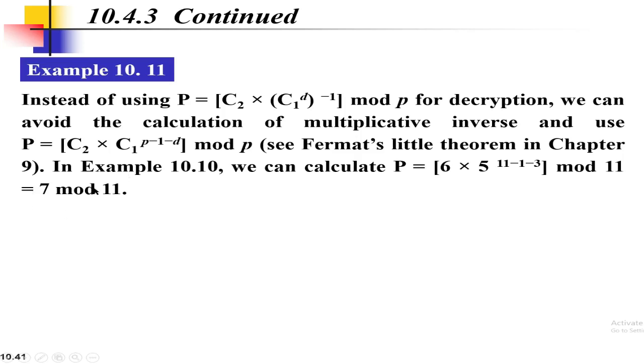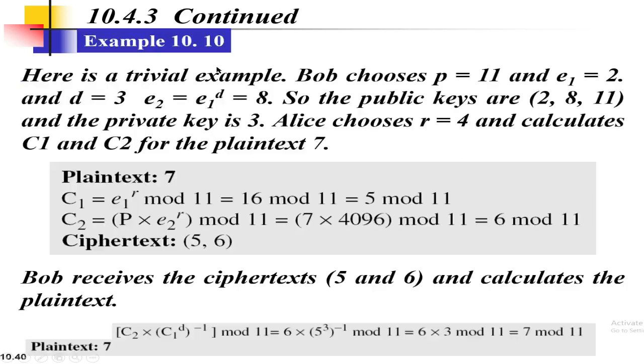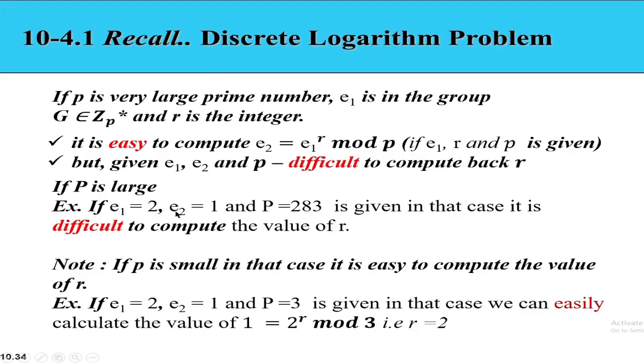Next, move on to the security of ElGamal. If the prime number p is not large enough, low modulus attacks may be possible. As I have already said in the discrete logarithm problem slide, if the value of p is small, it is easy to compute the value of r, and we have seen an example. If e1 equals 2, e2 equals 1 and p equals 3, we can calculate the value of r easily, that is r equals 2.